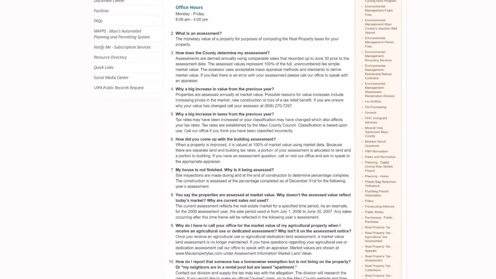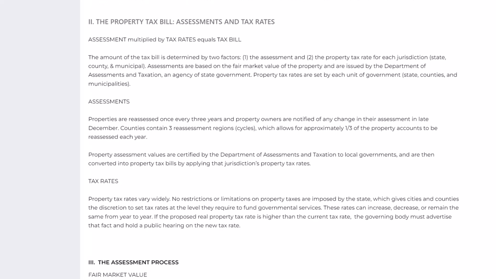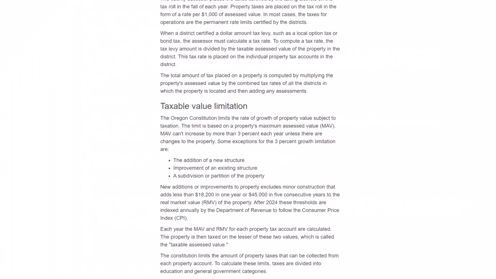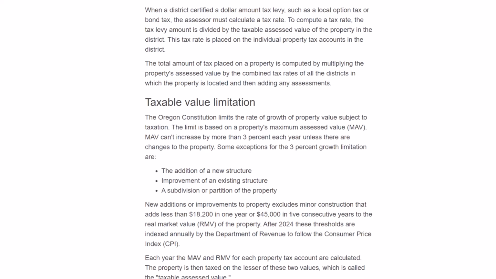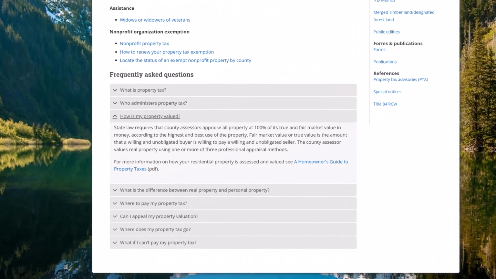Some states will reassess property values every year. Some states will reassess property values only every certain number of years. Some states will have a limit on annual increases of assessed values, and others have no limit on assessed value increases on a year-over-year basis.